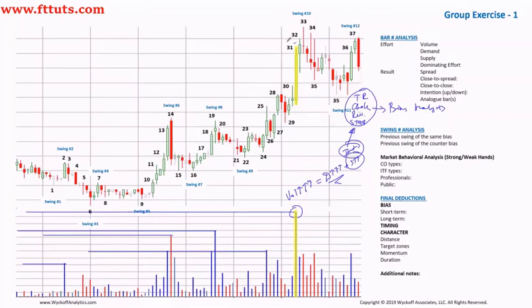And bar number 32 starts to confirm that, because the effort of bar number 32 is still a very high effort looking at all of the bars that we've seen before, right? So we probably would be thinking that the effort on bar 32, even though it's diminishing relative to bar number 31, also has a result at 32 that is much less than at 31. How do we see this? Well, the spread is diminishing. The close to close is much more mediocre than at 31.